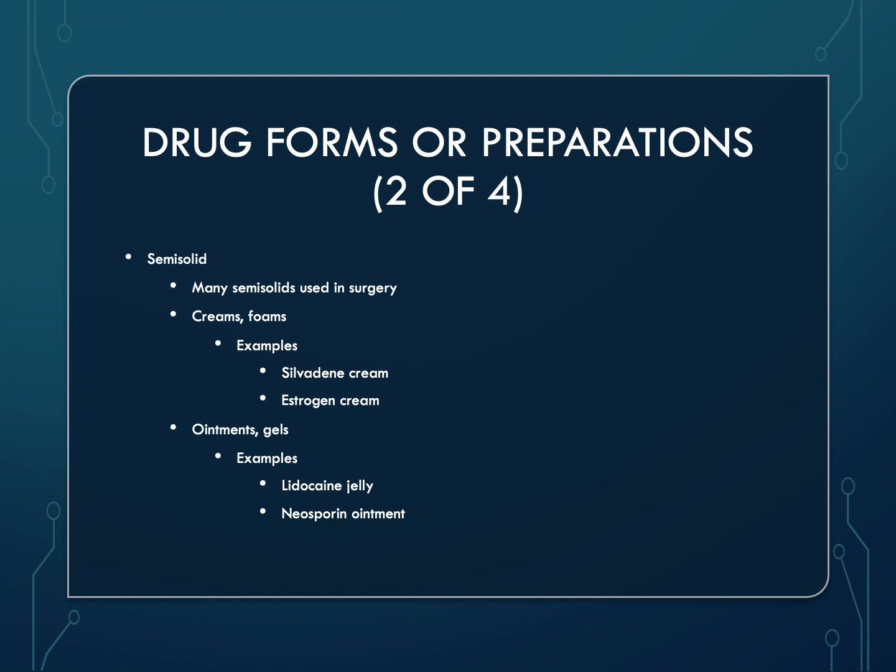Some common ones include KY jelly, which is a water-based lubricant, lidocaine jelly, which is a water-based topical anesthetic, Silvadene cream, which I mentioned before is that burn cream, estrogen cream, which is a hormone cream that sometimes the surgeon will use when packing the vagina, and Neosporin, which is an antibiotic ointment. Of course, this is not an exhaustive list, but some commonly used ones.